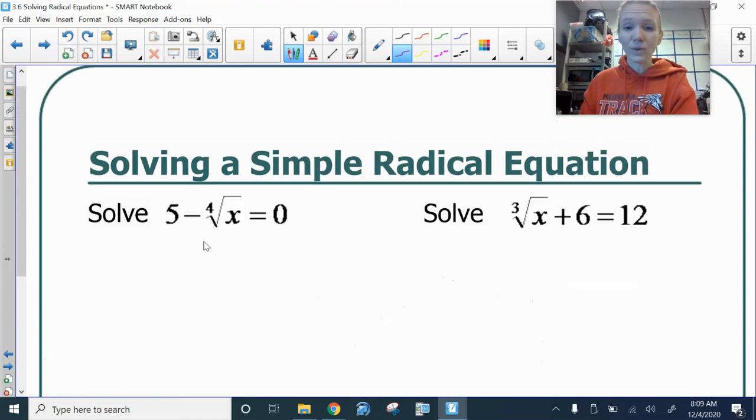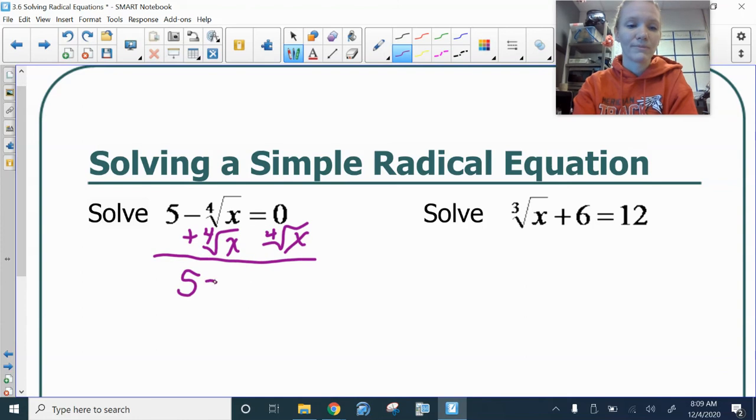So solving a simple radical equation, basically what we had just come up with, we're going to go ahead and move. Actually, we could do this a couple of ways. I could move the 5 to the other side and then divide by the negative, or I could just add my 4th root of x to the other side. That way it automatically becomes positive. And since it's just adding to 0, it's not really going to affect anything. So that was my first step. Step 1, isolate.